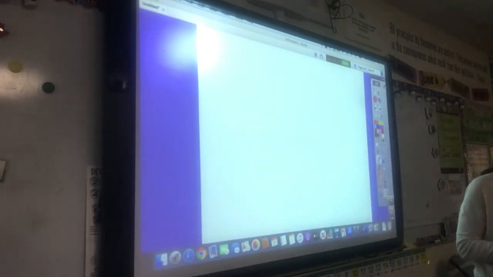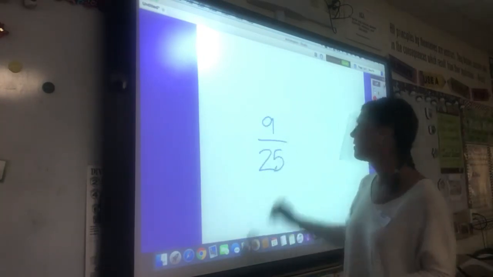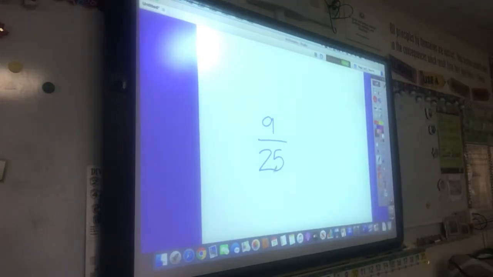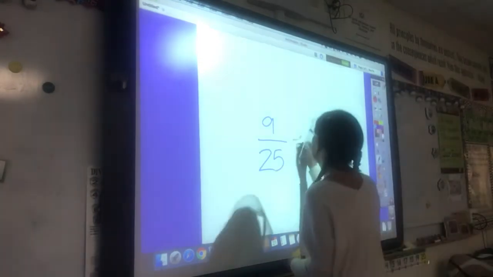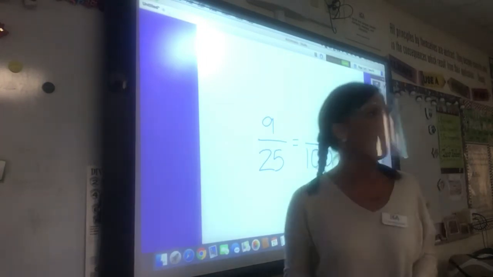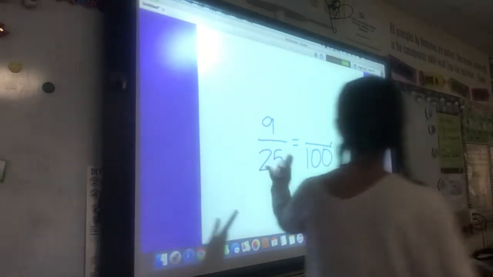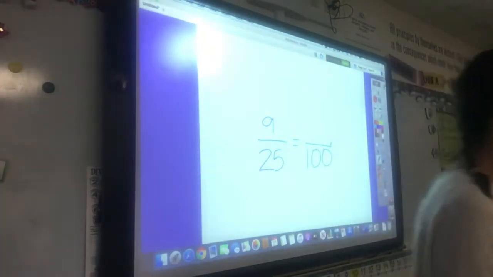Okay, let's look at another one. What if I have 9/25? What should I get the denominator to? Should I get it to 10 or 100? Maggie? 100. Get it to 100, because we know that 25 times something equals 100. If you think about money, it should be easy to think about how many quarters make $1. Same thing. How many 25s make 100?